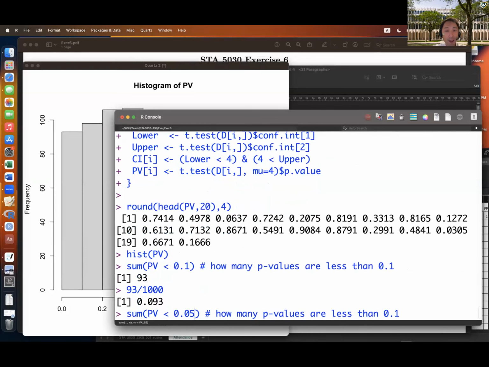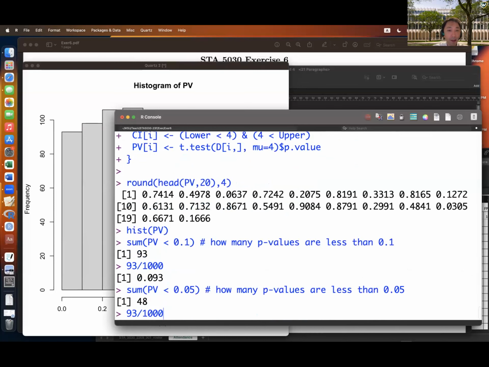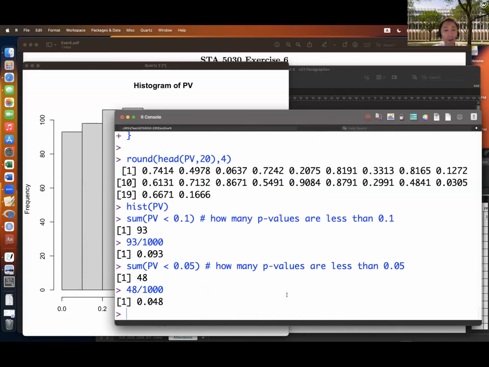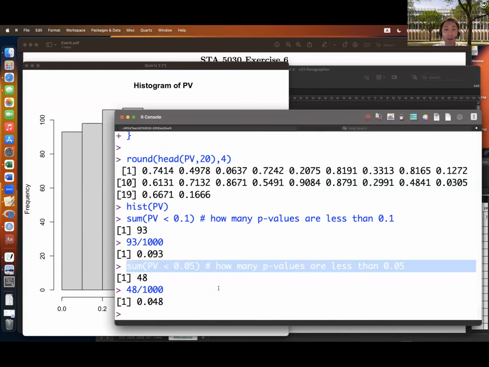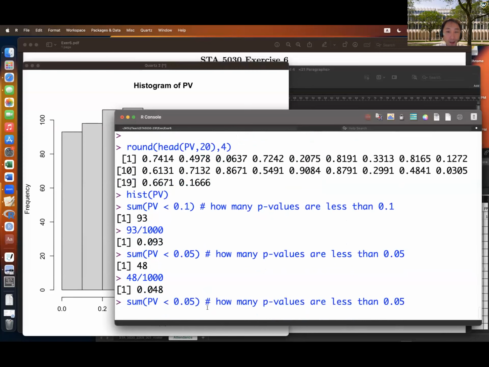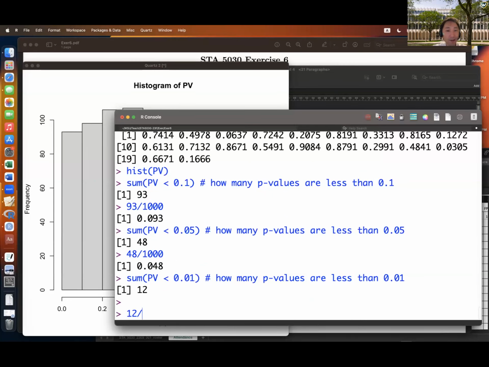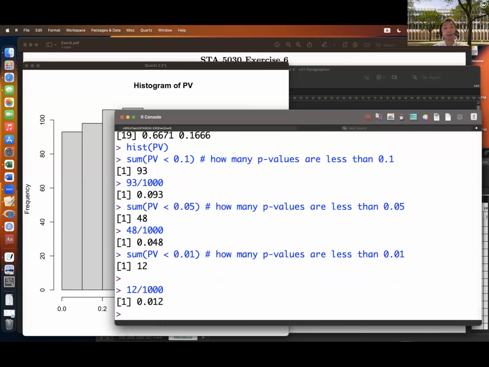How many p-values are less than 0.05? 48. So 48 is about 5% of the entire number of samples. And for 0.01, maybe this should be just 10, so we have some discrepancy, but 12 over 1000 is still close to 0.01. So this means the p-value is calculated correctly.